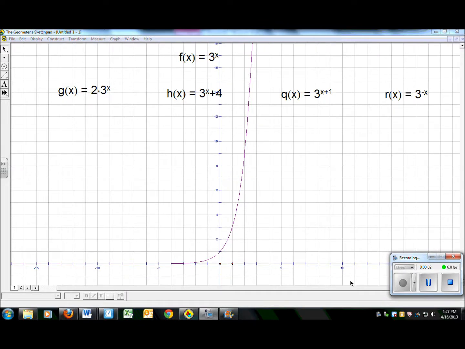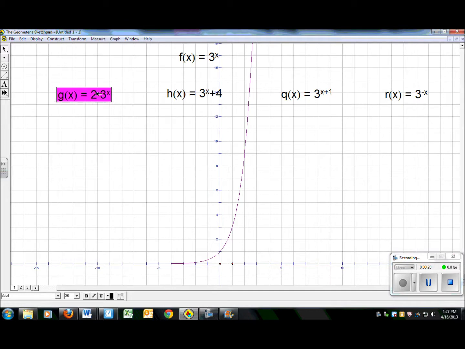Okay, to answer the question of how to transform an exponential function, I have graphed f of x equals 3 to the x power. You'll notice when x is 0, y is 1. When x is 1, y is 3. When x is negative 1, y would be 1/3, because 3 to the negative 1 is 1/3. When x is 2, y is 9, and you get the idea.